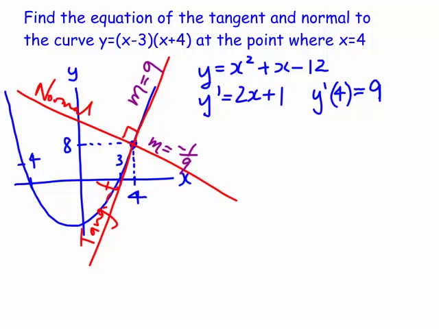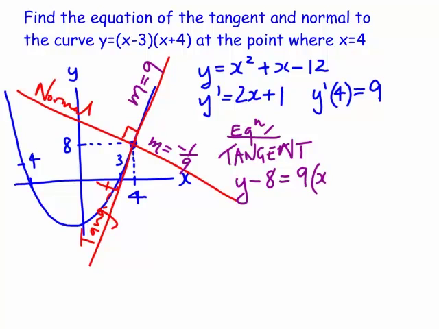So let's actually now find the equation of the tangent and normal. So the equations. First one is, say, the tangent. Y minus y1, so plugging it into this form, y minus the y value, which would be 8, equals the m, which we know is 9, and it's x minus the x value, which we were given actually was 4.